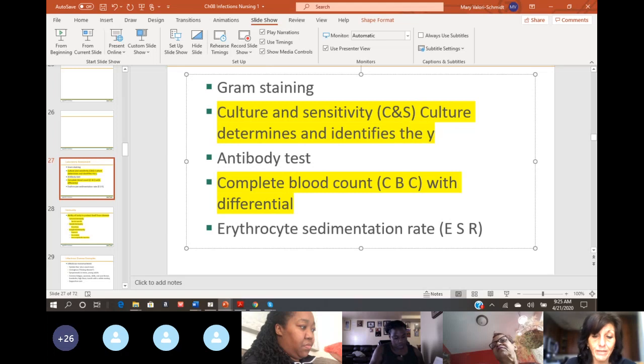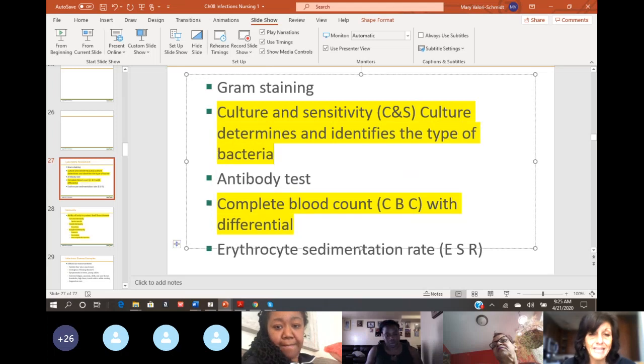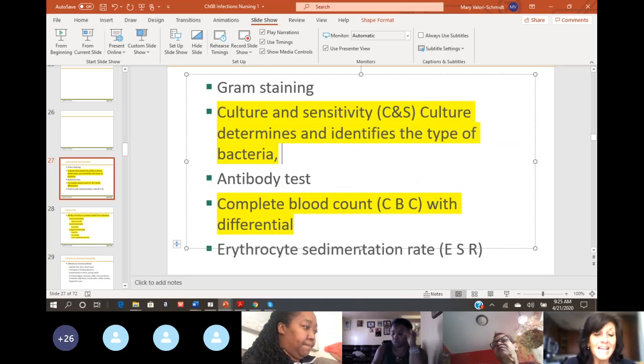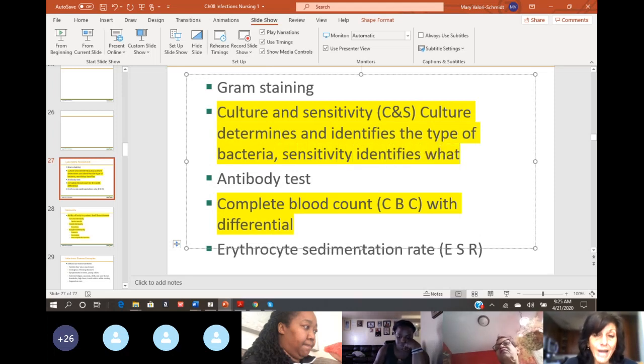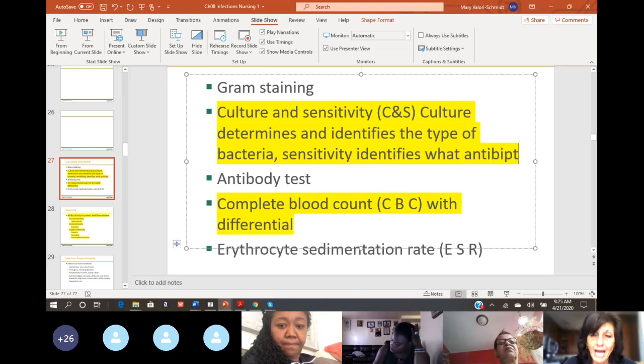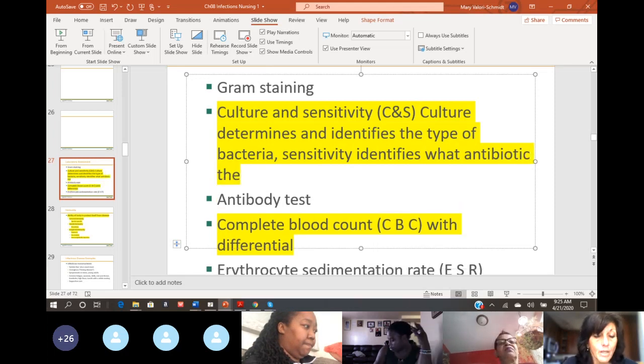The culture determines and identifies the type of bacteria. When the culture has grown after 2 or 3 days, they can look at it and go, oh, it's Clostridium difficile, or oh, it's Pseudomonas, or it's Enterococcus, or it's Staph aureus, or whatever it is. The culture identifies the type of bacteria. The sensitivity identifies what antibiotic to use. In other words, what antibiotic the bacteria is sensitive to.